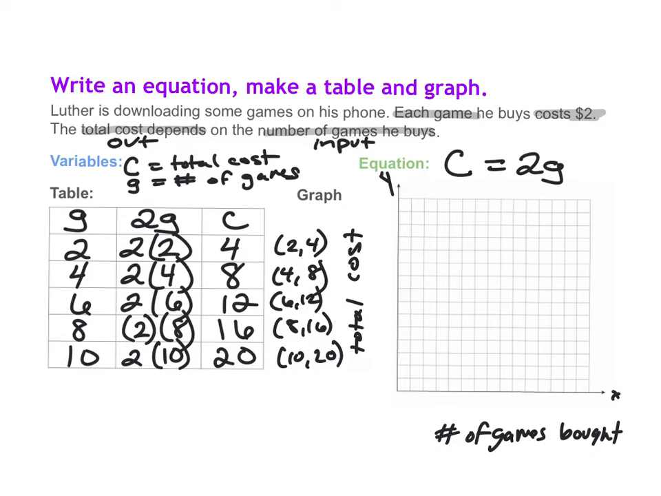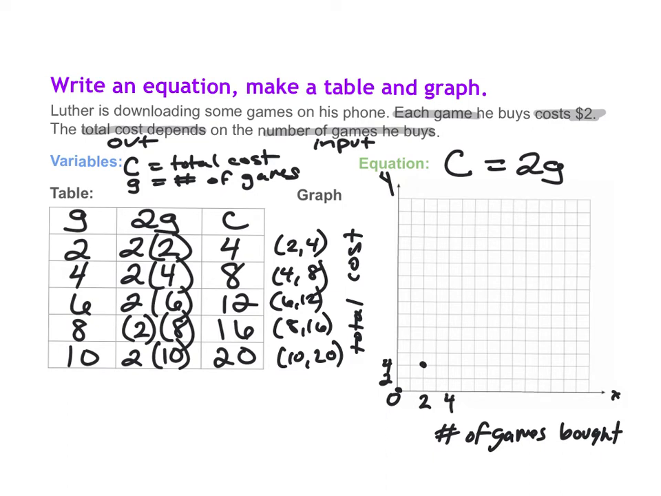So again, I'm going to go here. These are just by 2s. We have our 0. If he buys 0 games, he's going to spend $0. If Luther buys 2 games, he's going to spend $4. So I was going to go up. Do I want to go do these by 2s again like I did last time? I sure could. So then I can make this 4.